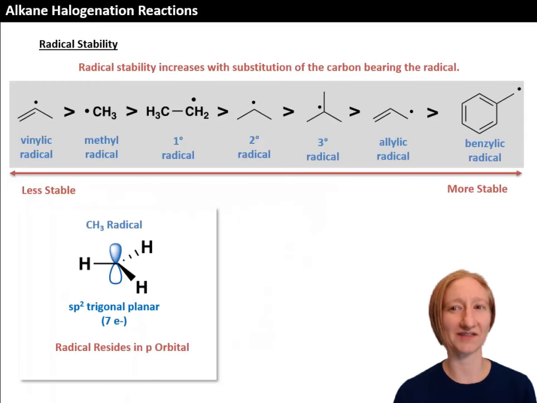And like carbocations, a carbon radical also resides in the p orbital of an sp2 hybridized carbon. A carbon radical, like a CH3 or a methyl radical, has 7 electrons, 6 electrons from the 3 carbon-hydrogen bonds, and 1 electron from the radical itself.